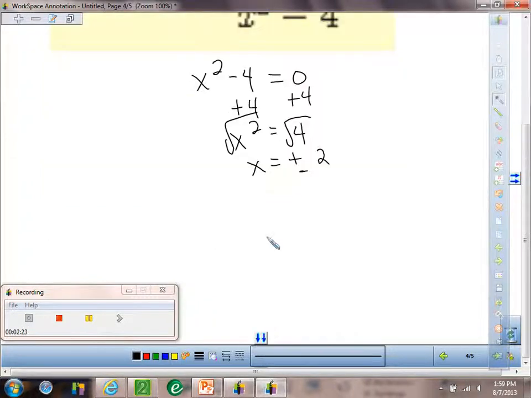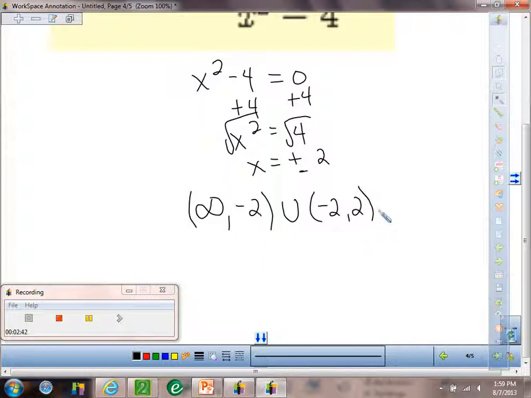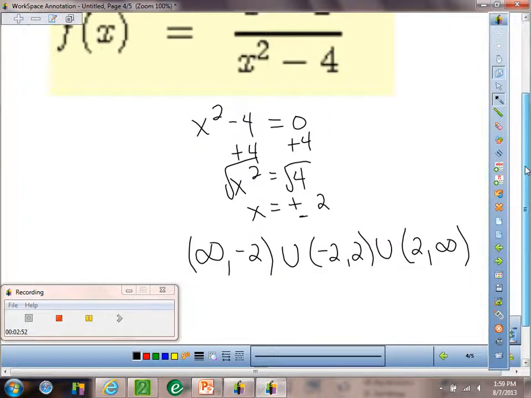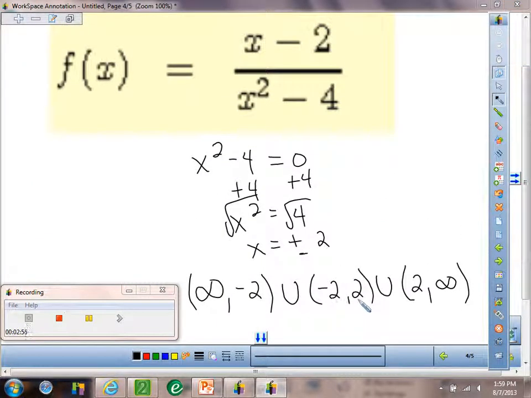Now, the way we would write this out is from negative infinity to negative 2. Remember, our domain does not include the negative 2, so we're going to use our parentheses. Then we do a union, and then go from negative 2 to 2, parentheses again because it does not include that. Okay, union, and then from 2 to infinity. So our domain for this particular function can be any number other than 2 or negative 2. And this tells everybody what's included in our domain.